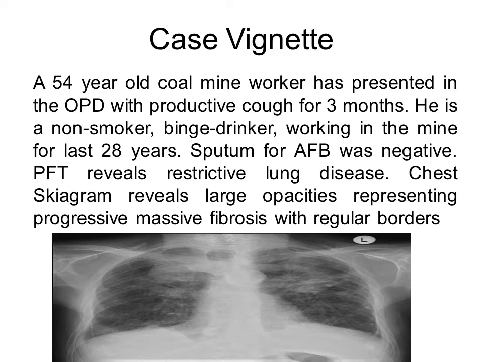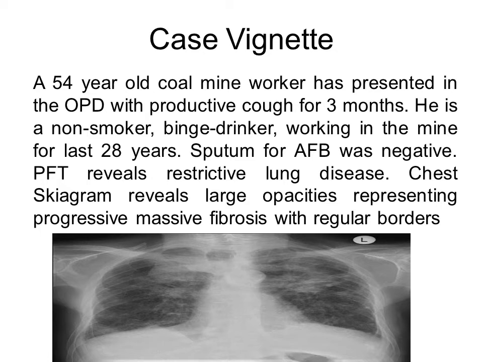You order a sputum for acid fast bacilli to rule out tuberculosis, and that test comes out negative, that is, no acid fast bacilli were found in 2 sputum samples. As per the national program, it was negative. Then you order a pulmonary function test and it reveals that there is a restrictive lung disease.